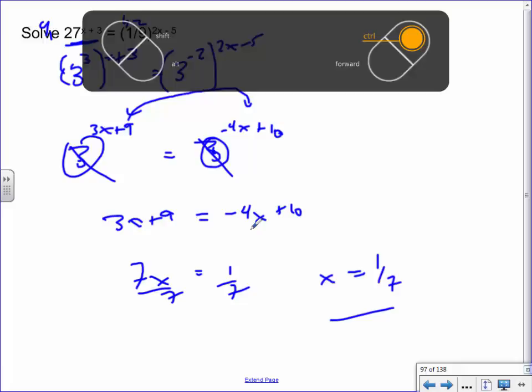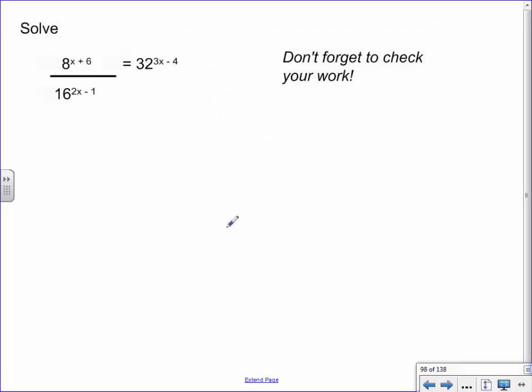Come on board. Let's try another example. This one here. I put a little note on here. Don't forget to check your work. You can do that in two ways.